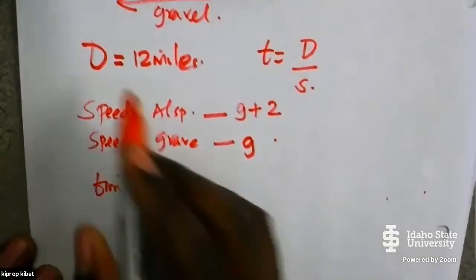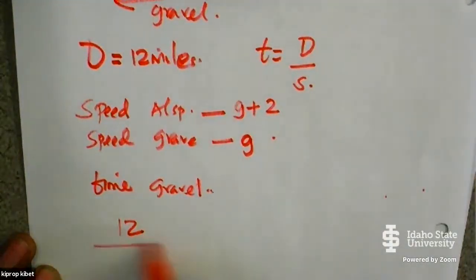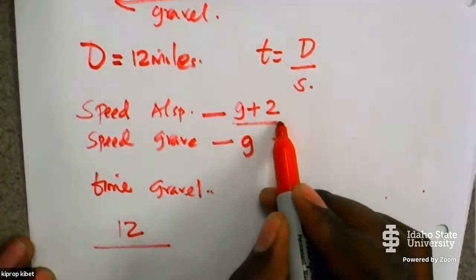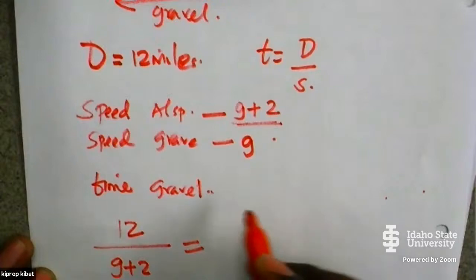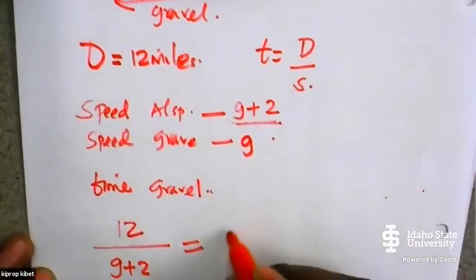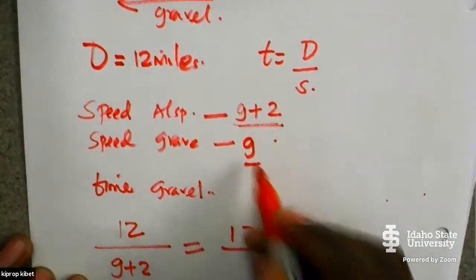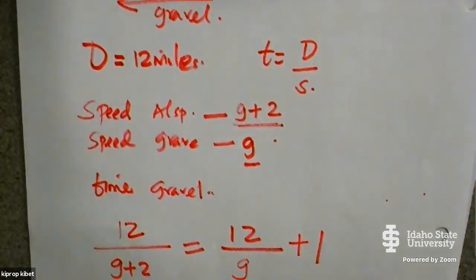So now, we know that the distance going this way is 12 miles, okay? All over the speed going through the alpha, which is what? G plus 2, right? So 12 over G plus 2 equals, the distance is also constant, 12 over the speed, which is what? G. Plus 1 hour. Then now you solve for the value of what? G.